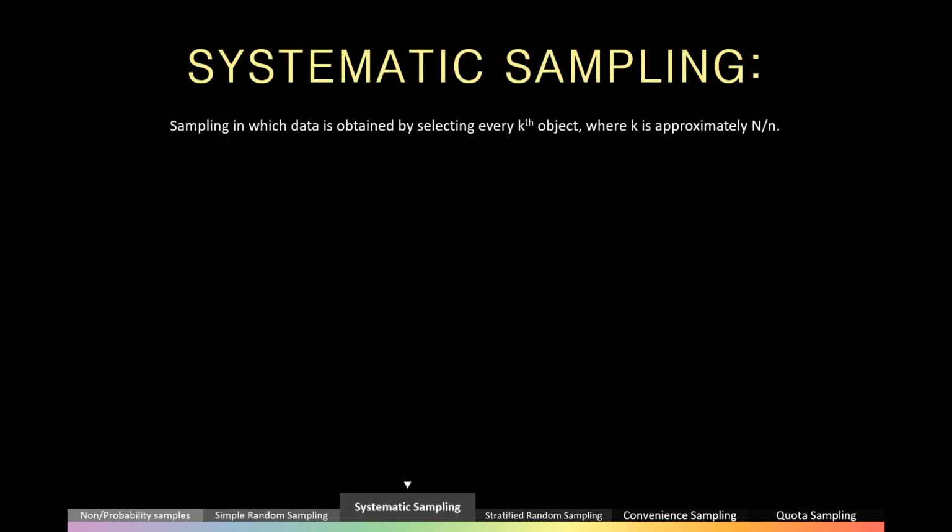Next, we're going to look at systematic sampling. Systematic sampling is sampling in which data is obtained by selecting every kth object, where k is approximately your population divided by your sample.